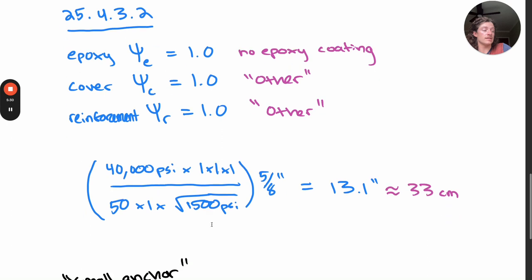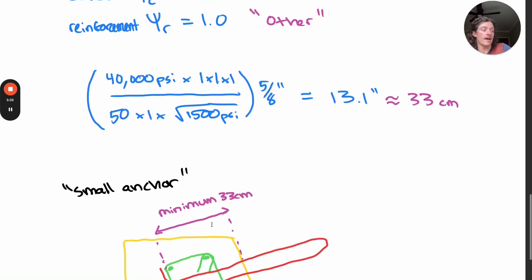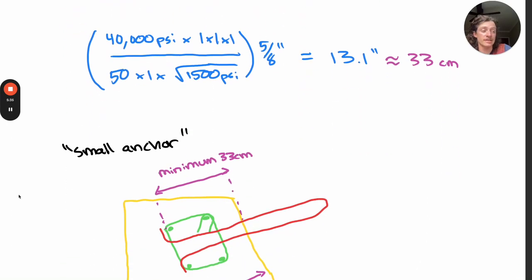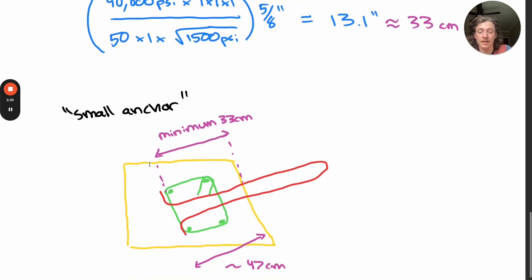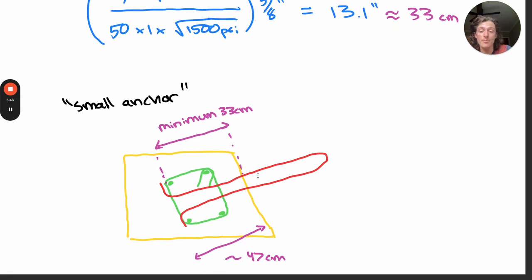So plugging all these numbers in, we get a value of approximately 33 centimeters. And using the smallest anchor as our example here, the length of the erection hook embedment is about 47 centimeters, which meets our requirements.